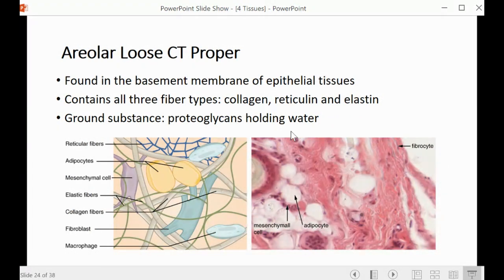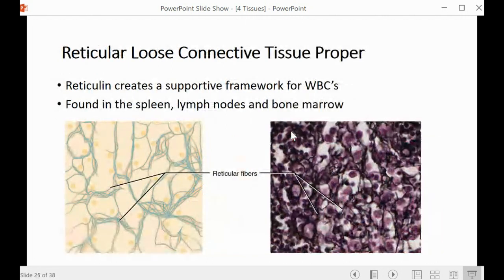And the ground substance has these proteoglycans. Proteoglycans are fun because their job is to hold water for us. Okay? And when we can hold water, it allows us to have more flexibility with our skin, more movement.